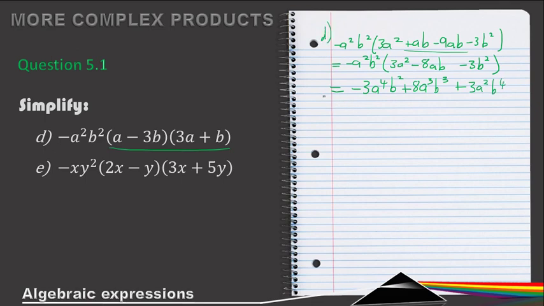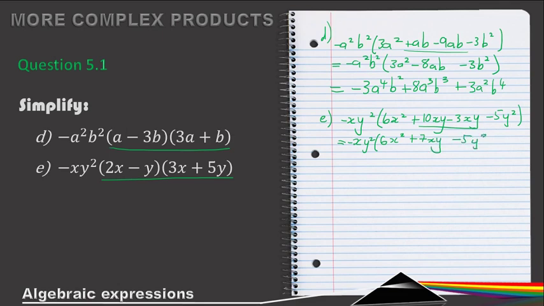So this was D. Now for E, so I'm going to do this once again. I've got negative xy squared. Then in brackets, I have 6x squared. Then plus 10xy. And then minus 3xy. And then minus 5y squared. Right, these are my like terms. So 6x squared, 10 minus 3 is just 7xy minus 5y squared.